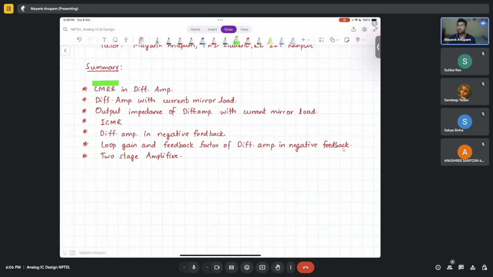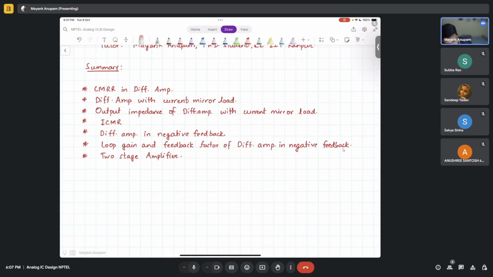As the name of a differential amplifier suggests, it should only be sensitive to the difference of signals applied at its input, and it should ideally only amplify the difference of two signals and not the common mode, not signals which are common to both the inputs. That is why the common mode rejection ratio is very important for a differential amplifier. So we looked at it.